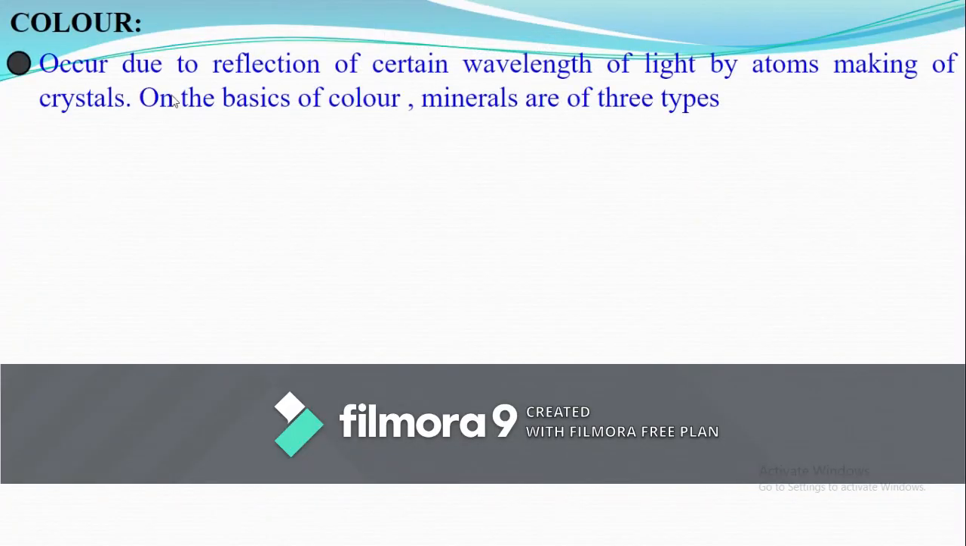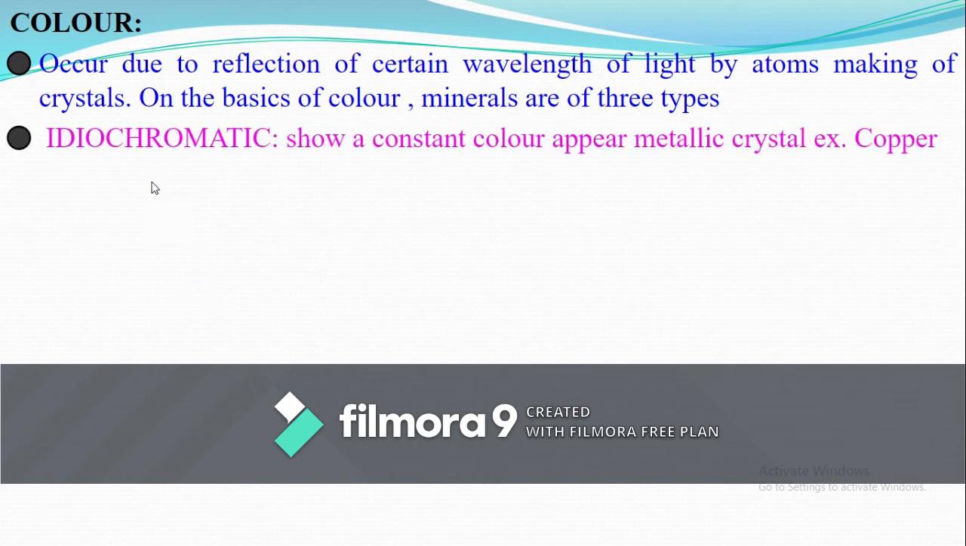So due to reflection of certain wavelengths of the light, which will reflect this? The atoms making the crystal, this crystal from the mineral. So some of the minerals are green. Why is this mineral green? The atoms of the crystal of this mineral absorb all the wavelengths and reflect the green wavelength. Okay.